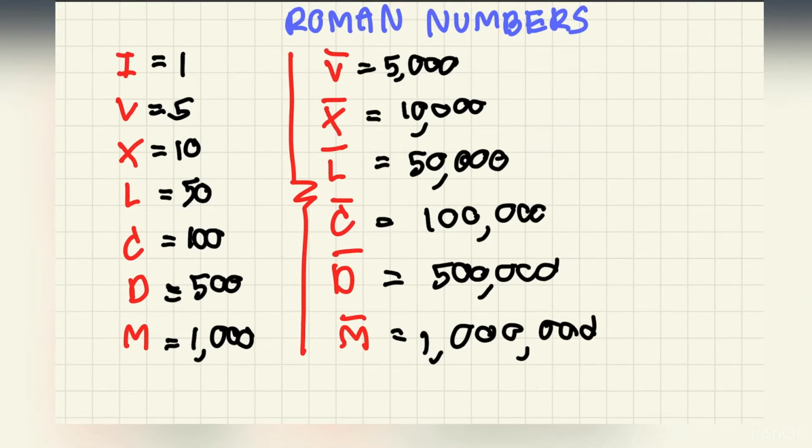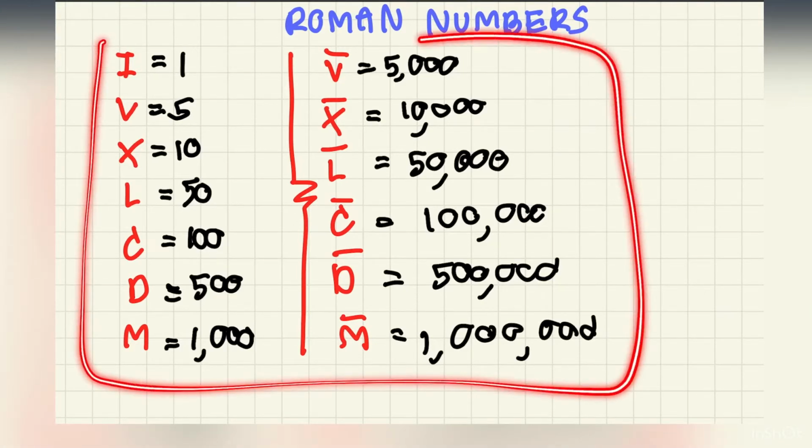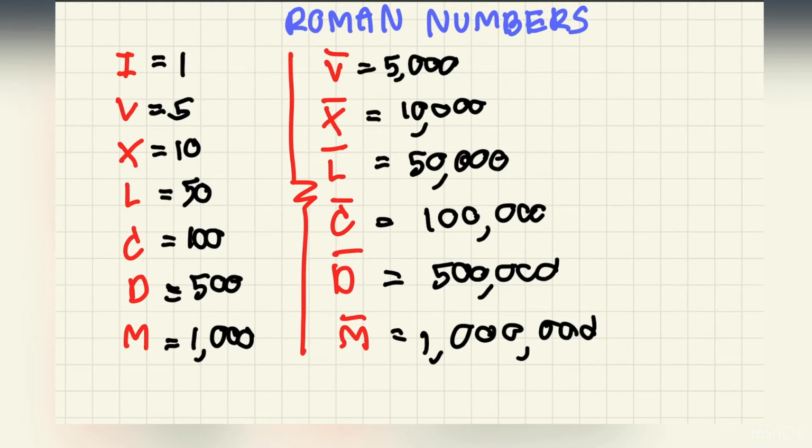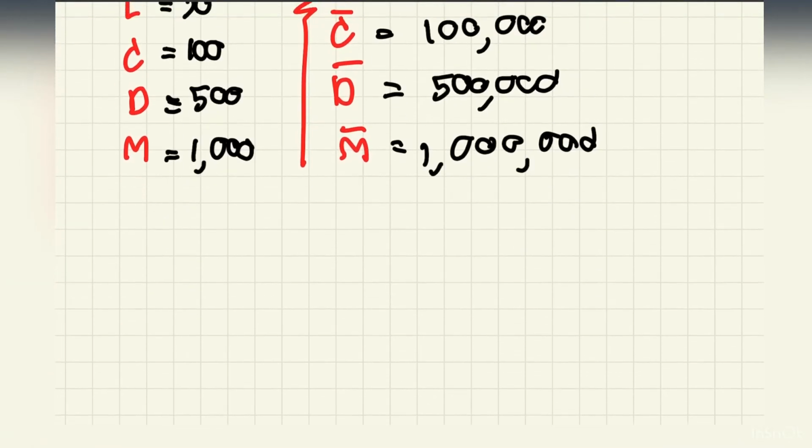So this is the representative of each number in Roman numbers. You need to memorize this set of numbers in order to know how to write the Roman numbers. So I have some examples for you so that it would be easier to understand Roman numbers.